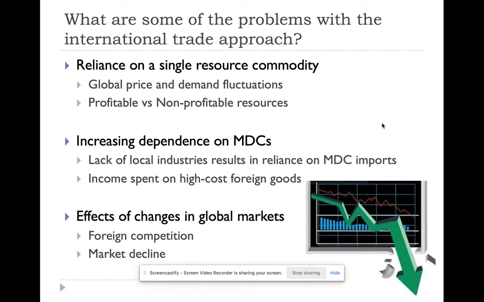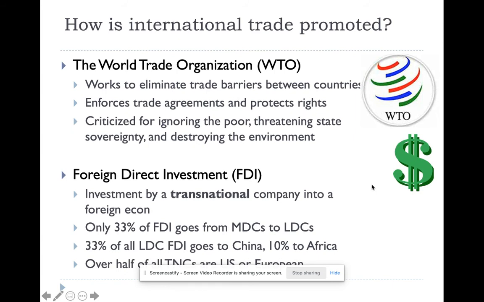It doesn't always work. All right, so with that, to help promote the international trade approach, you have organizations like the WTO, right? So the WTO works to eliminate trade barriers. That's going to be tariffs, right, and quotas and things like that, or like maximum amounts of things that can be traded, and enforce trade agreements, right? Protect rights with that.